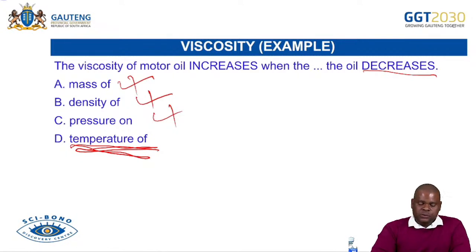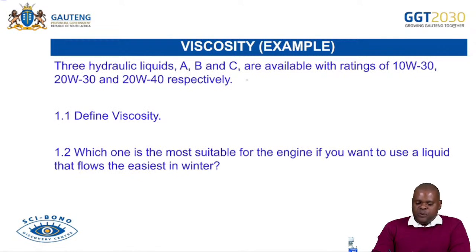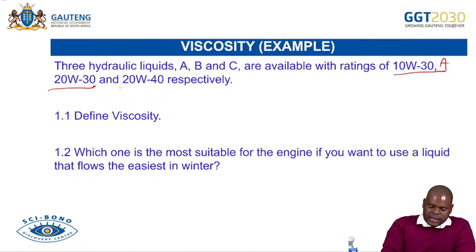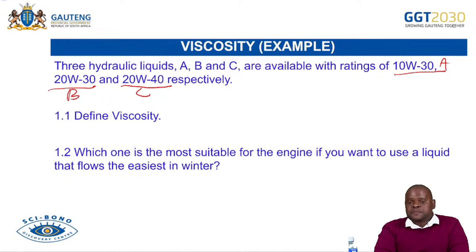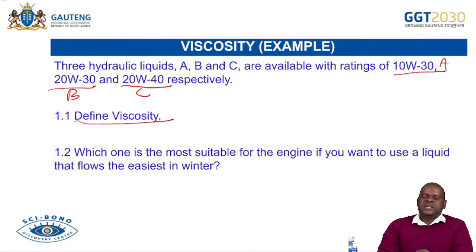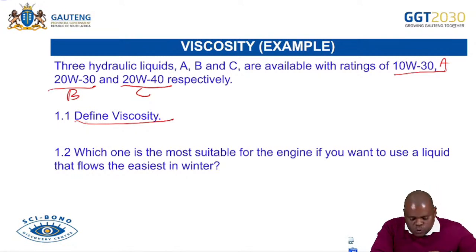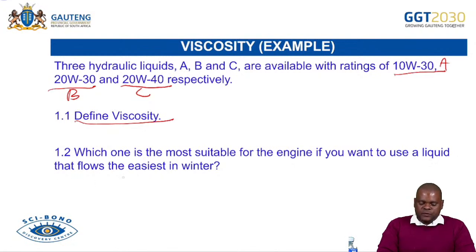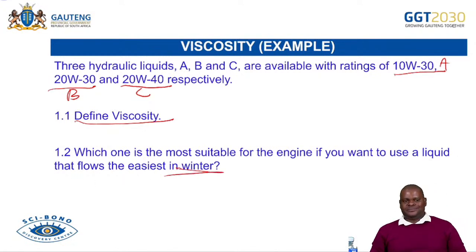Okay, we continue with the example. We have here, they say, 3 hydraulic liquids, A, B, and C, available with ratings of A, 10W30, B, 20W30, and C, 20W40 respectively. Are we together? Now they want you to define viscosity. What is viscosity? That is 1.1. And then 1.2 they say, which one is the most suitable for the engine if you want to use a liquid that flows the easiest in winter? Are we together?